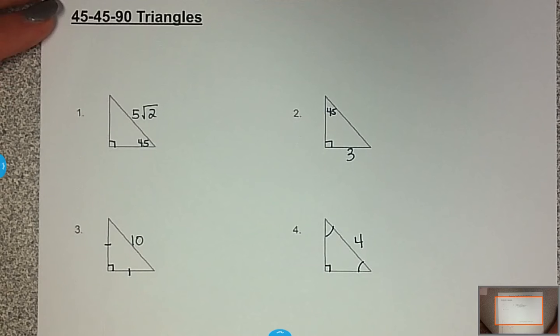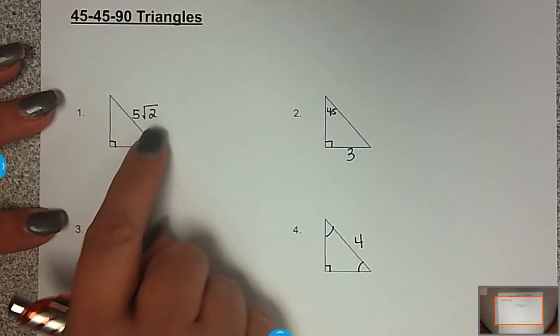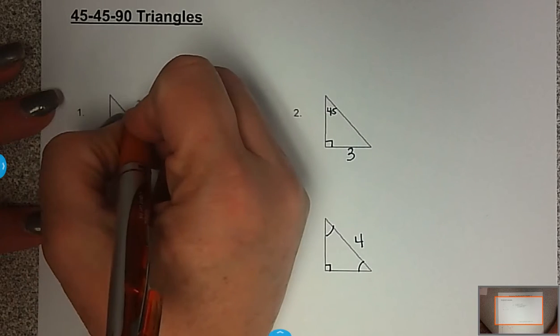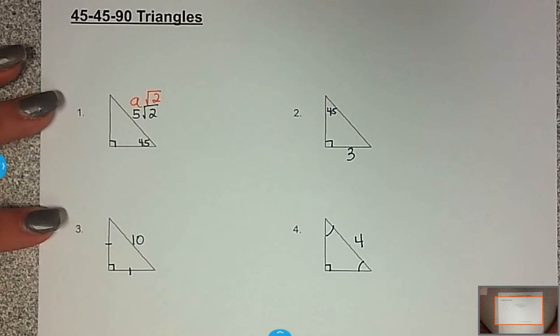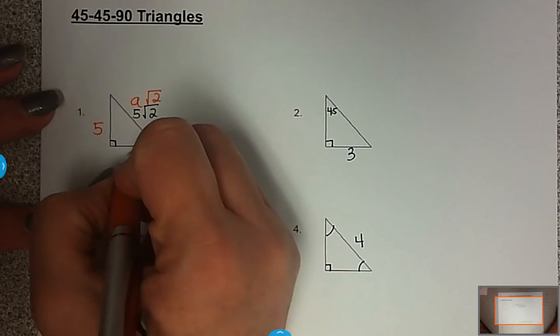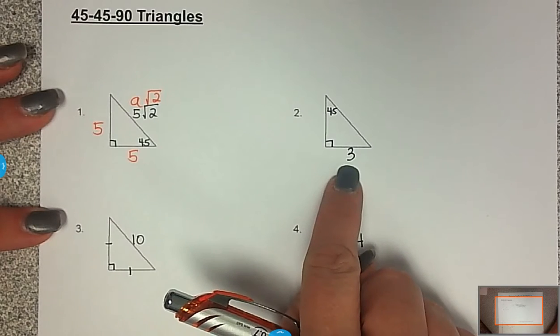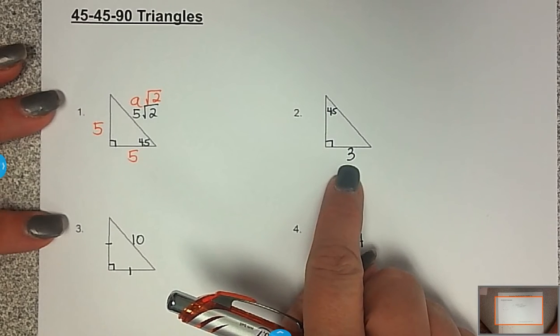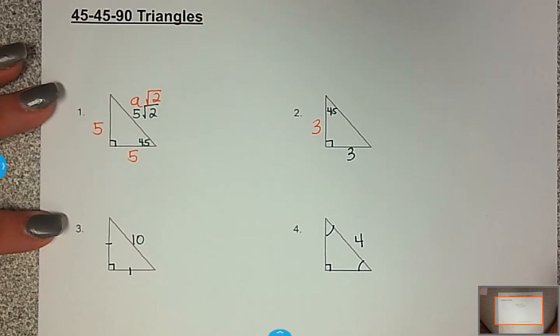So here for 45, 45, 90 triangles, if you look here at number 1, the side they have given me is the hypotenuse, which remember it is supposed to be a square root of 2. So you can look at that and you can see that a should be 5. So each of those congruent legs are 5. In problem 2, they have given me one of the legs of a 45, 45, 90. So I know that the other leg is 3.